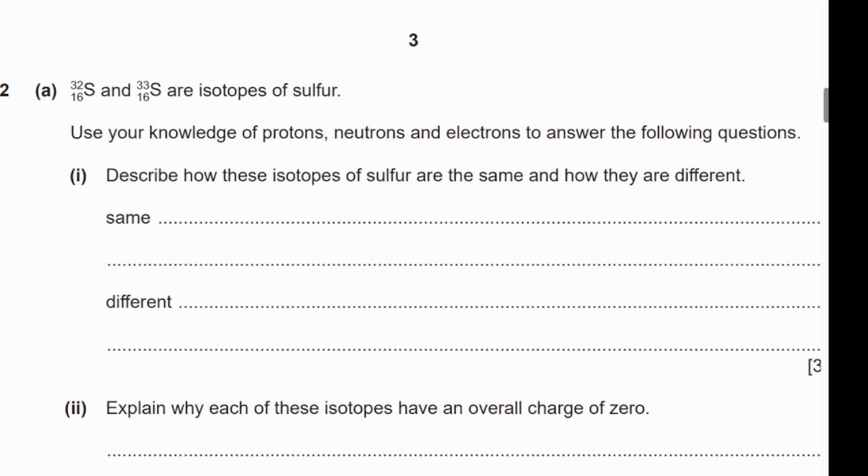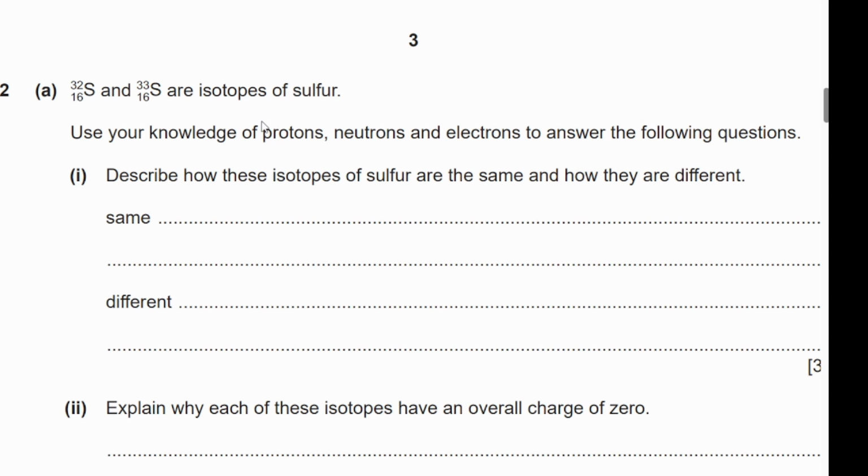Okay, question 2. These two are isotopes of sulfur. Use your knowledge of protons, neutrons, and electrons to answer the following questions. Describe how these isotopes of sulfur are the same and how they are different. Okay, so this question is 3 marks, so you have to talk about the protons, neutrons, and electrons.